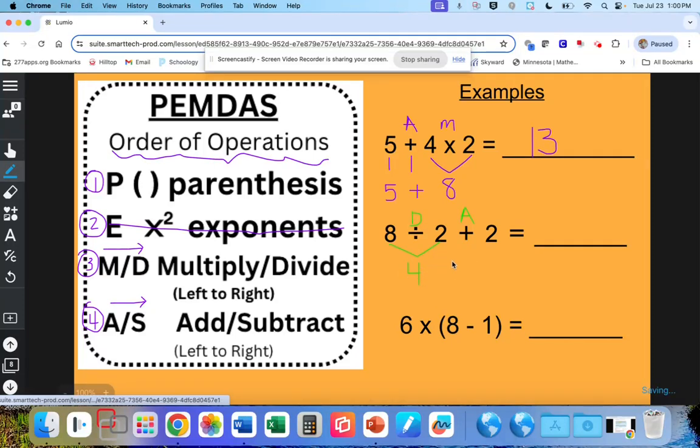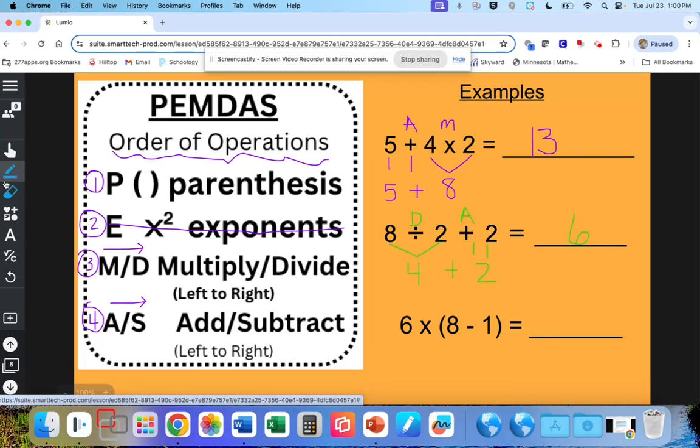And then I'm going to rewrite the plus and the 2 because I haven't used those yet. So we just brought those down. And now we get 4 plus 2, which is 6. If we do these math problems in the wrong order, we will get the wrong answer.